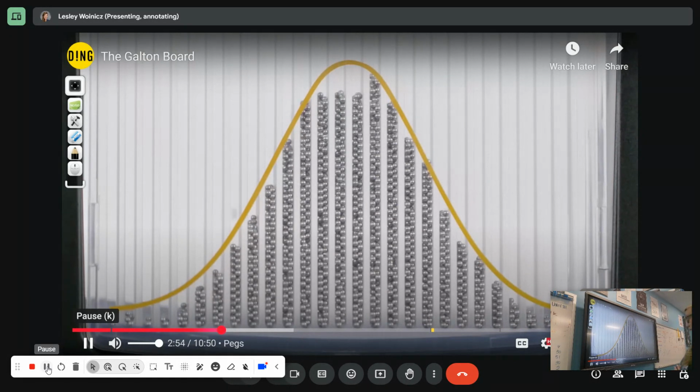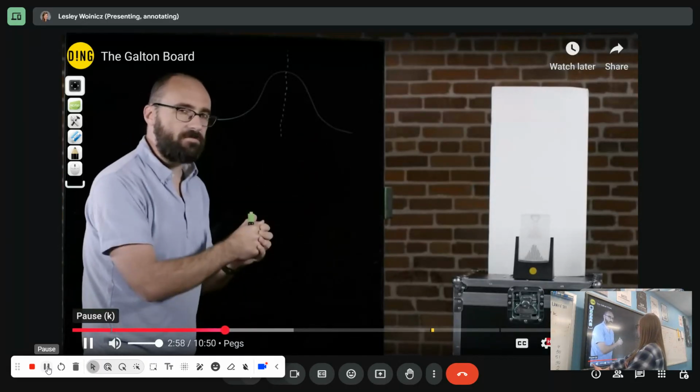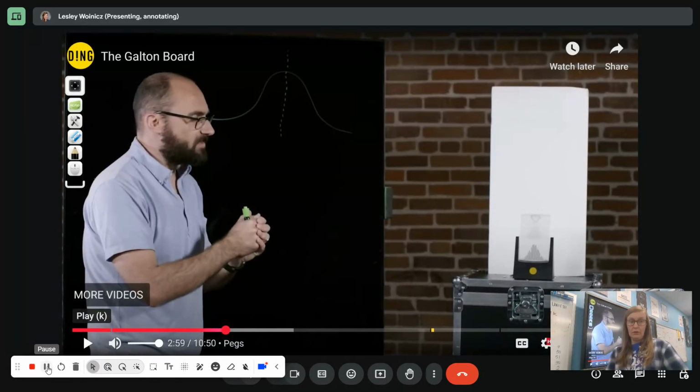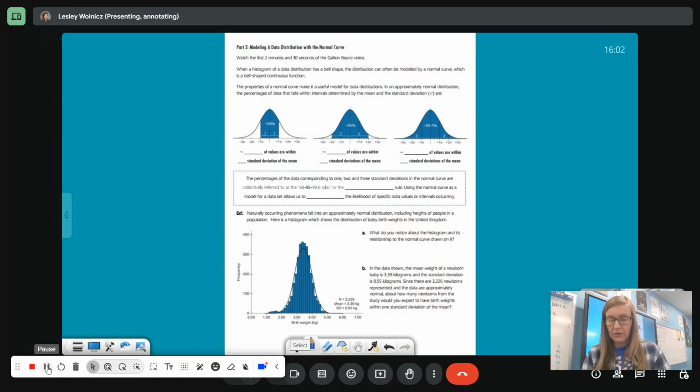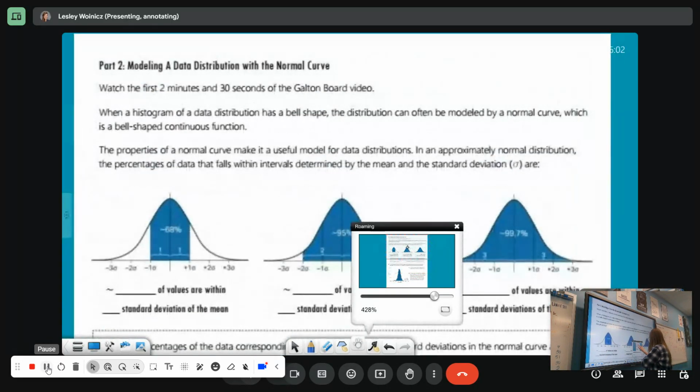But this Galton board doesn't just demonstrate the central limit theorem. It's got a bunch of other cool features. For instance, okay, after that he goes beyond the scope of the class. If you're interested in watching the whole video, I will link it for you in our classroom. Okay, so that was our Galton board video.